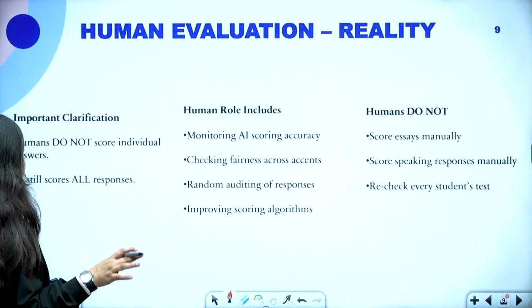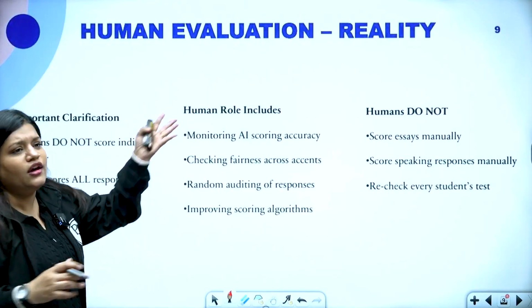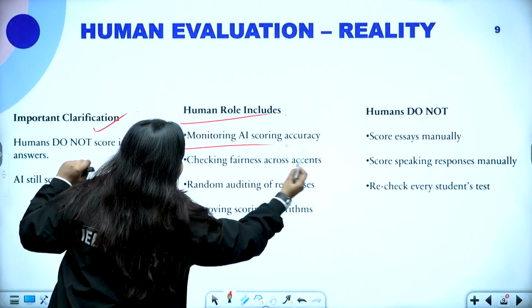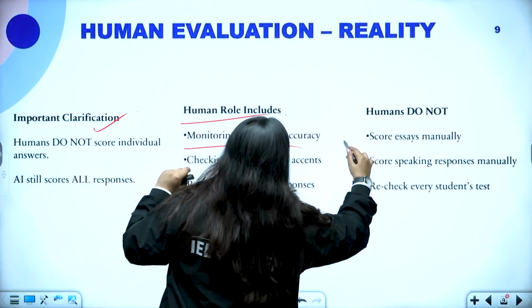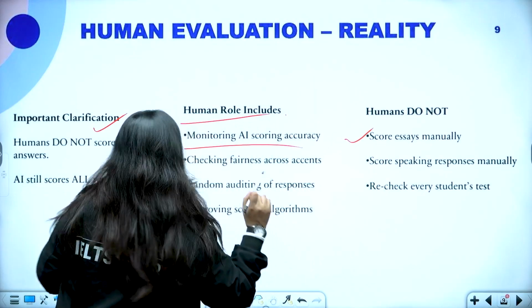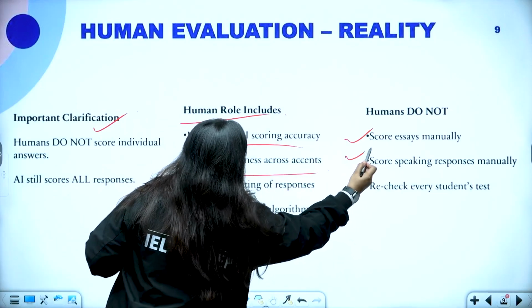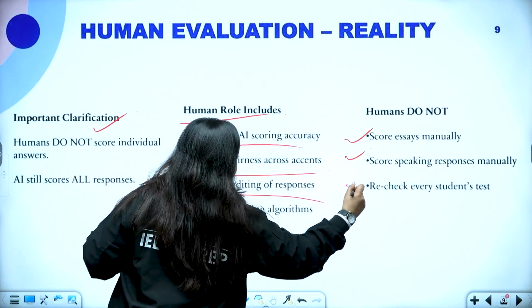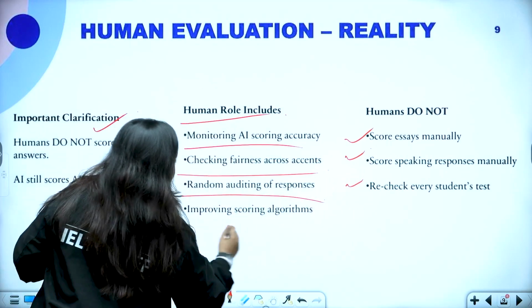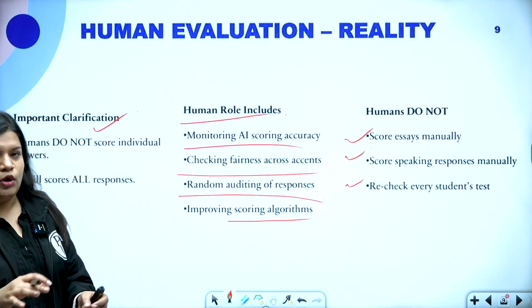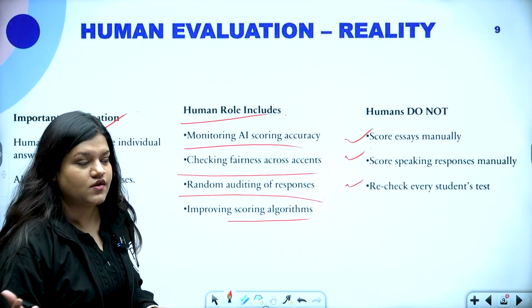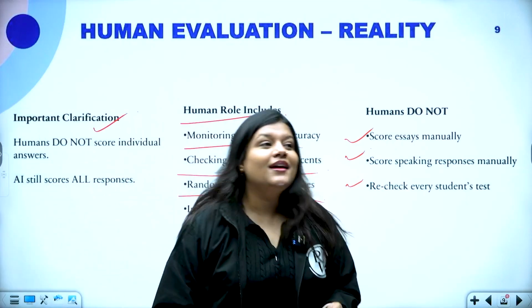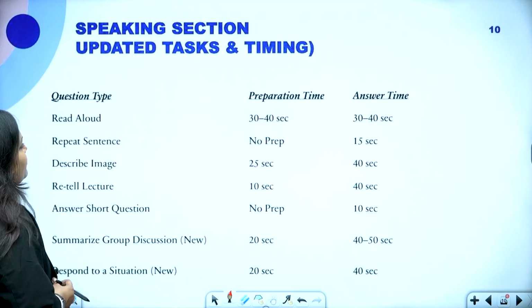Okay, now moving ahead, we've got human evaluation reality. As I told you, here is an important clarification. Human role includes monitoring AI scoring. Humans do not score essays manually, keep this in mind. Checking fairness across accents, scoring speaking responses manually, no. Random auditing of responses, rechecking every student's test, no. Improving scoring algorithms, just to help you with more validation and fairness of your score. This is why we've got this human quality monitoring.